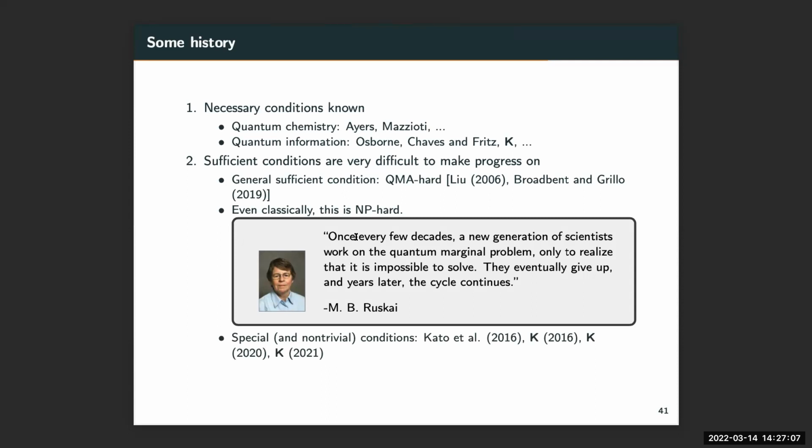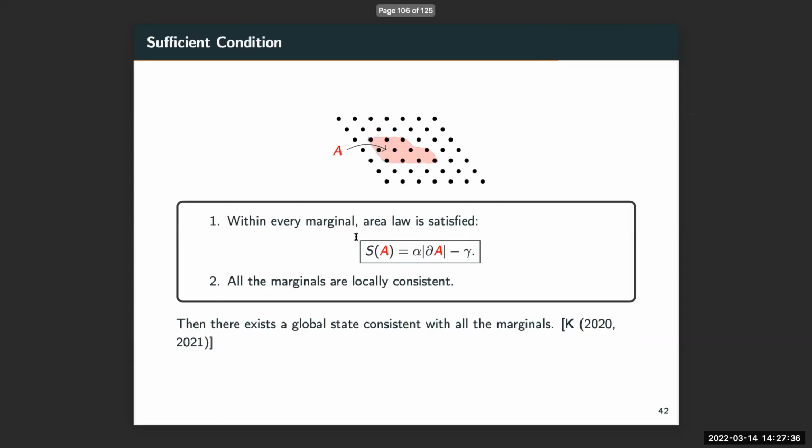But there has been some special conditions. So obviously, the way to think about QMA or NP, if you're a physicist, is that it means that there shouldn't be any general purpose algorithm that solves this problem. But it doesn't exclude you from coming up with special purpose algorithms. So there is a logical possibility that maybe there are some special conditions, which are only applicable to a certain subset of physical systems, such that you can actually guarantee the existence of a global state. And this strong area law assumption, it turns out that that's actually that condition.